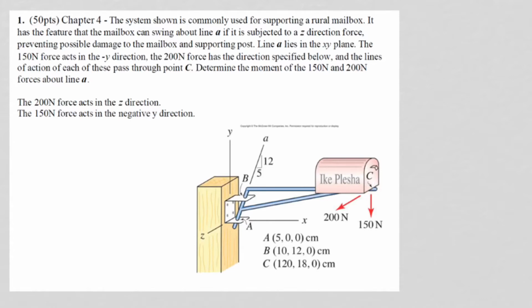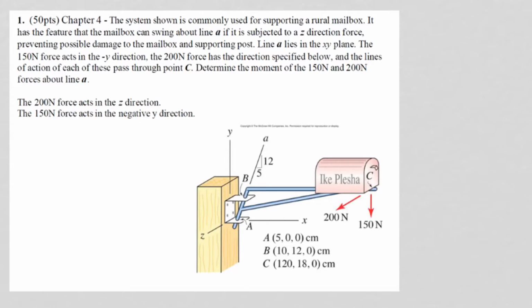We're supposed to determine the moment of the 150 Newton and 200 Newton force about this line A. And it states that the 200 Newton force acts in the z-axis direction, and again the 150 Newton force acts in the negative y direction.